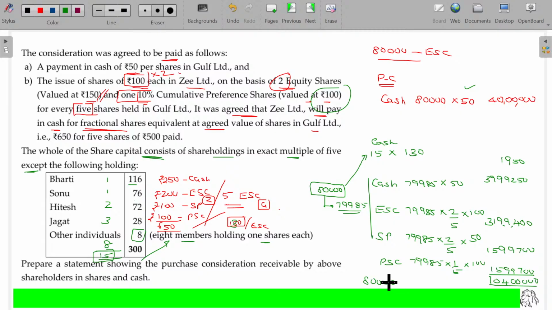For every share, the benefit offered being 600. For every 5 shares, the benefit offered being 650. Otherwise 130. 80,000 into 130. Do you get this value? It's for cross verification.